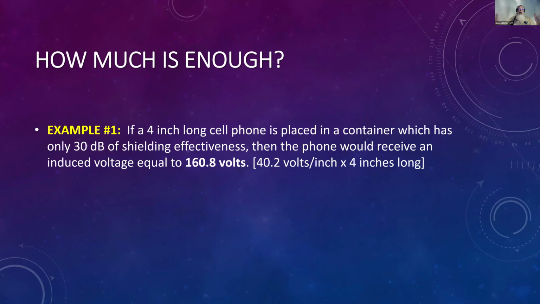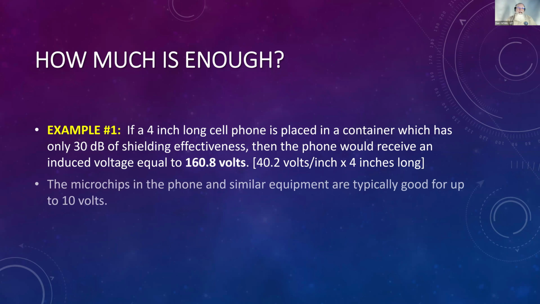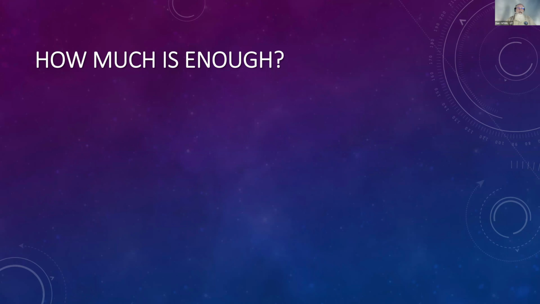So here I have a 4-inch cell phone. It's placed in a container which only has 30 dB of shielding. Then the phone would receive an induced voltage equal to about 160 volts. It would fry my phone. So 30 dB ain't going to work. The microchips inside the phone are typically good for about 10 volts, not 160. So, of course, the phone would be destroyed.